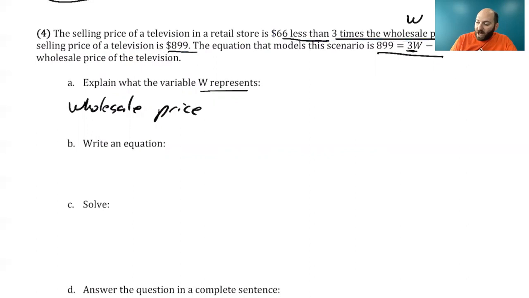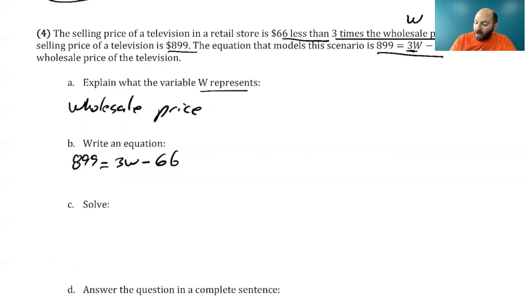So we've got $8.99 equals 3W minus 66. And as a reminder, some of these come from the selling price is $8.99. The selling price of a television in a retail store is $66 less than 3 times the wholesale price. So the selling price is 66 less than 3 times the wholesale price. All right, and now I can solve.